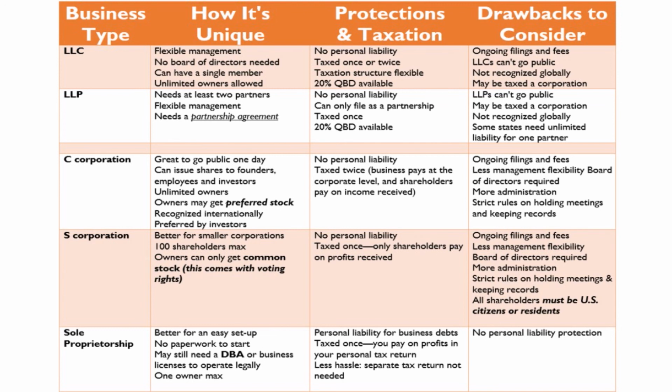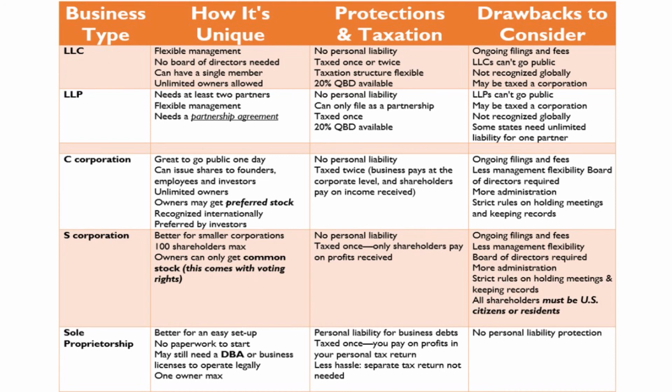An S Corp, how is an S Corp unique? It's better for a smaller corporation. You need to have 100 shareholders maximum. Owners can only get common stock, so this comes with voting rights. And for the sole proprietorship, it's better for an easy setup, no paperwork to start, and you may still need a DBA or business licenses to operate legally, and 1 owner maximum.